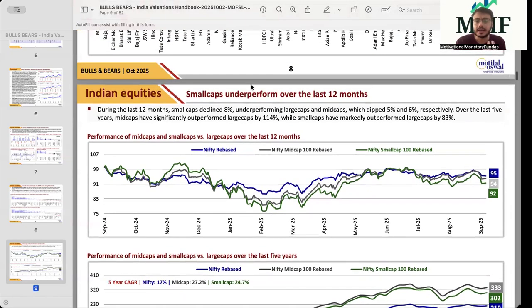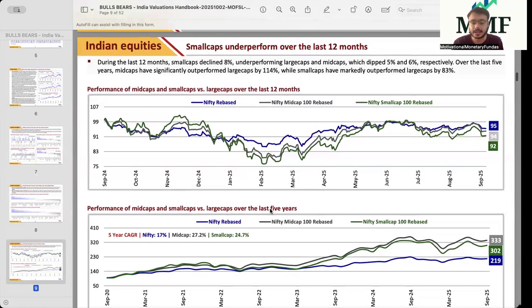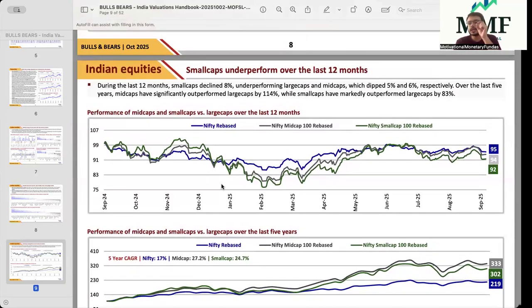And here if you see, it clearly states that during the last 12 months, small caps have declined by 8%, but mid caps and large caps have just declined by 5 to 6%. But over the last 5 years, now this number is the simple return, right? It's a point to point return. It's not a CAGR. The CAGR number you have here. But if we talk about just a simple return or a time weighted kind of return, it says that over the last 5 years, mid caps have significantly outperformed large caps by 114%. So mid caps have beaten the large caps by 114% on an absolute basis, and small caps have beaten large caps by 83%.